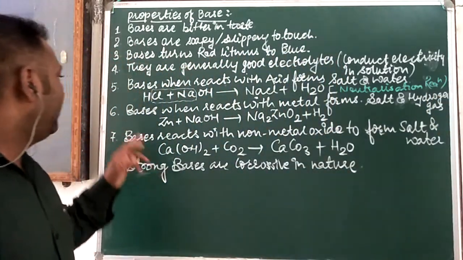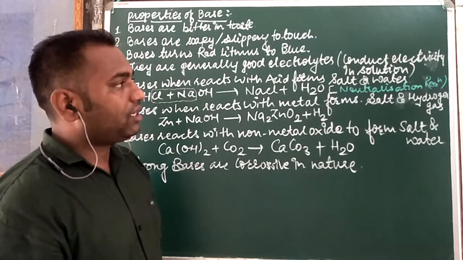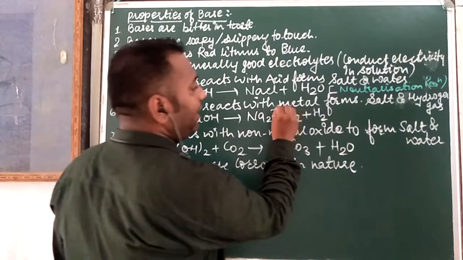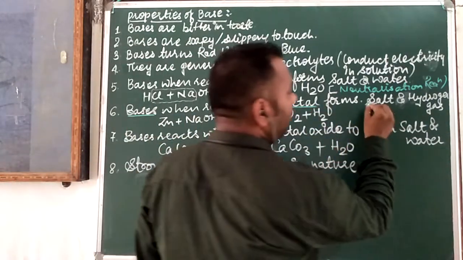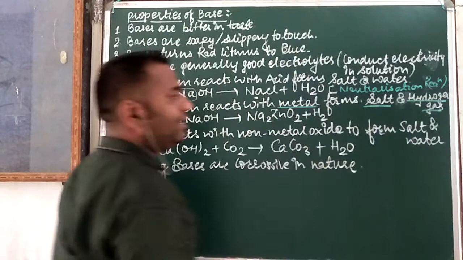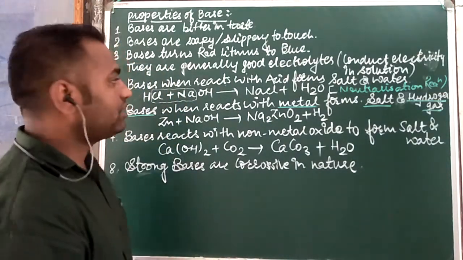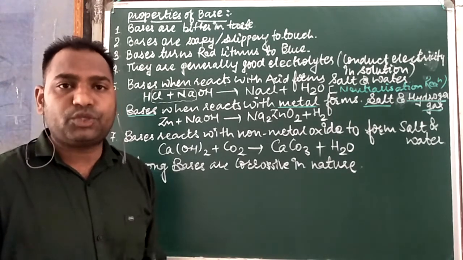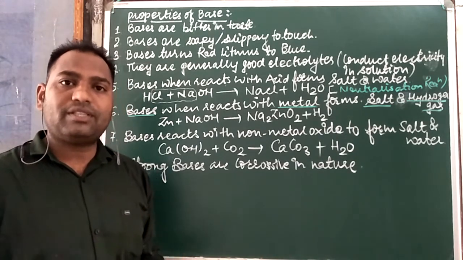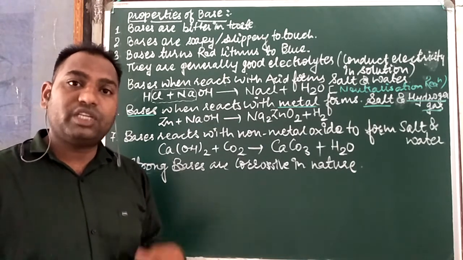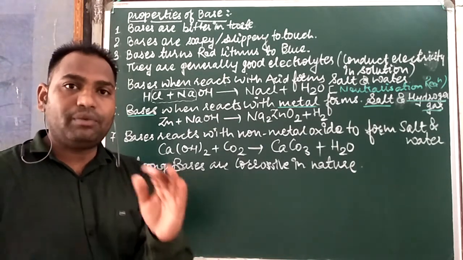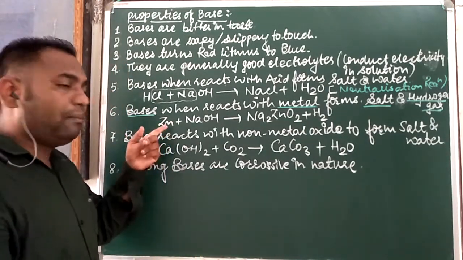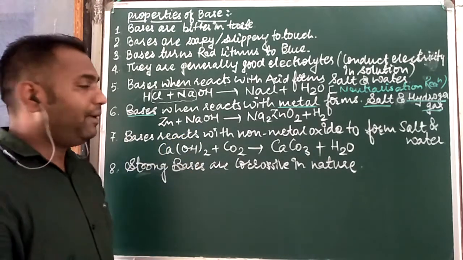Next, sixth one: when bases react with metal, they form salt and hydrogen gas. We already saw the same process with acids: when Zn reacts with H2SO4, Zn displaces the hydrogen from H2SO4, forming zinc sulfate, the salt, and hydrogen gas is liberated. Now we are discussing metal with NaOH, that is, metal with base.